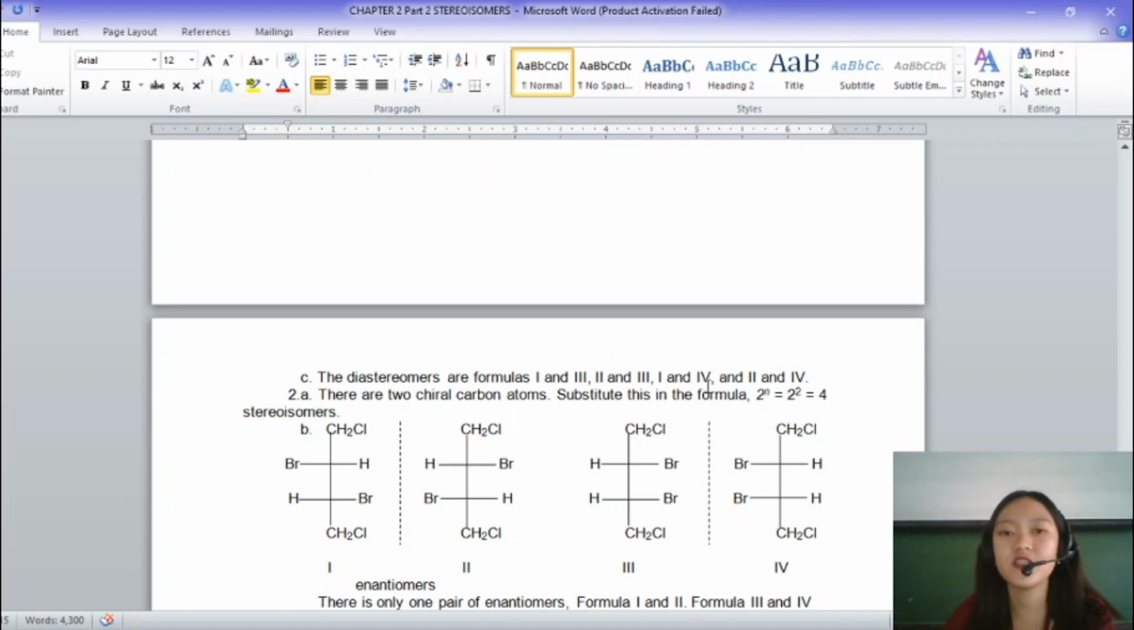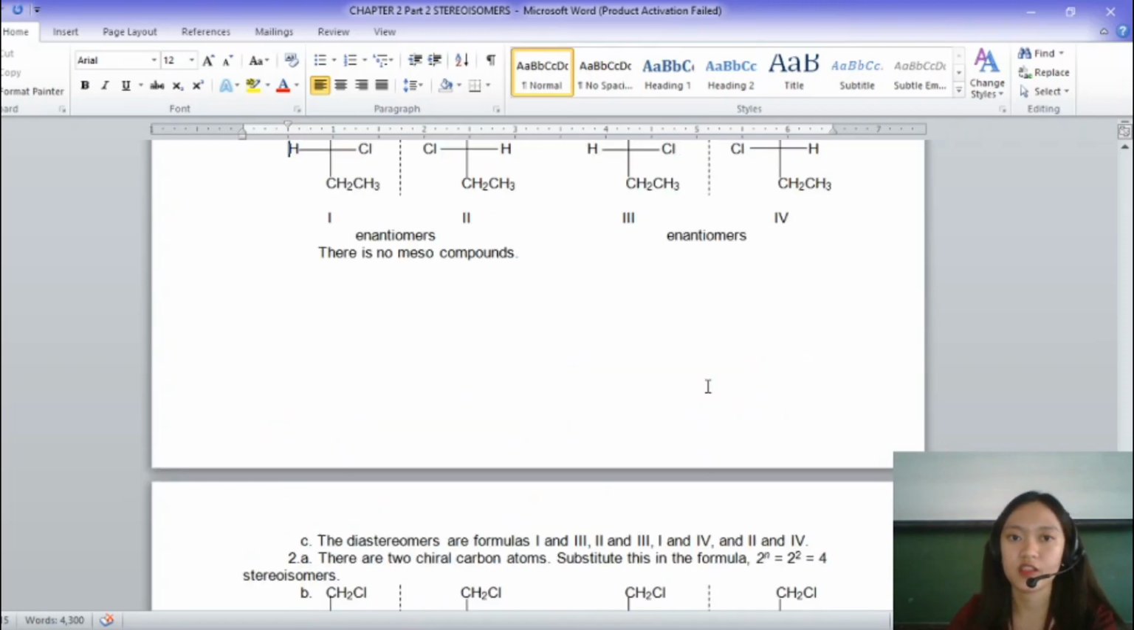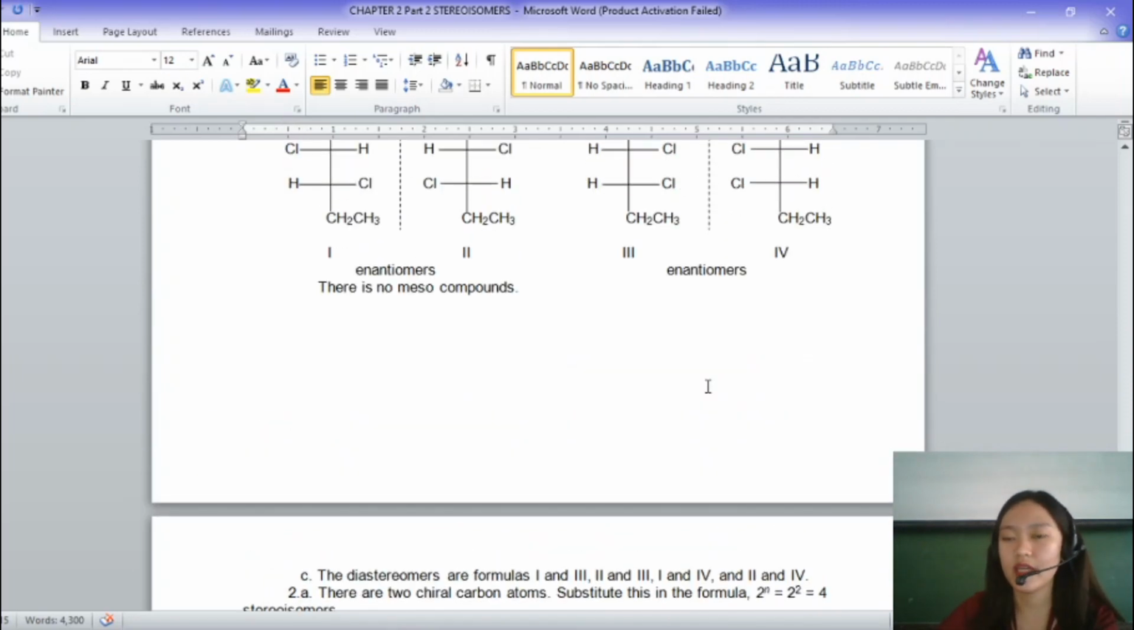So, ilang stereoisomers? 4. 2 to the power of 2 for stereoisomers. And then, 2 pairs of enantiomers. You have the pairs 1 and 2, and 3 and 4. And then, you have 0 mesocompound. And then, you have 4 pairs of diastereomers. So, ganyan ang pag-answer ha when it comes to exam and your quiz.